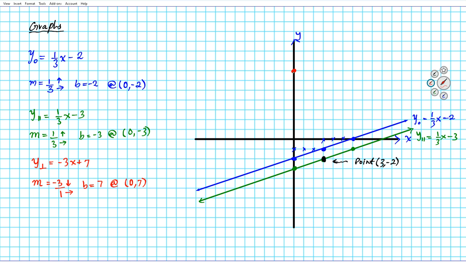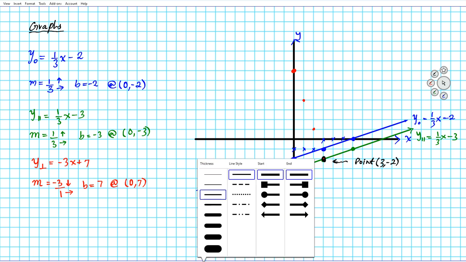And then we're going to fall 3, or rise -3, 1, 2, 3, and run 1. Bam. Okay, let's do it again. 1, 2, 3, run 1. Can do it again. 1, 2, 3, and run 1. Bullseye. So let's go ahead and draw the line of the perpendicular.